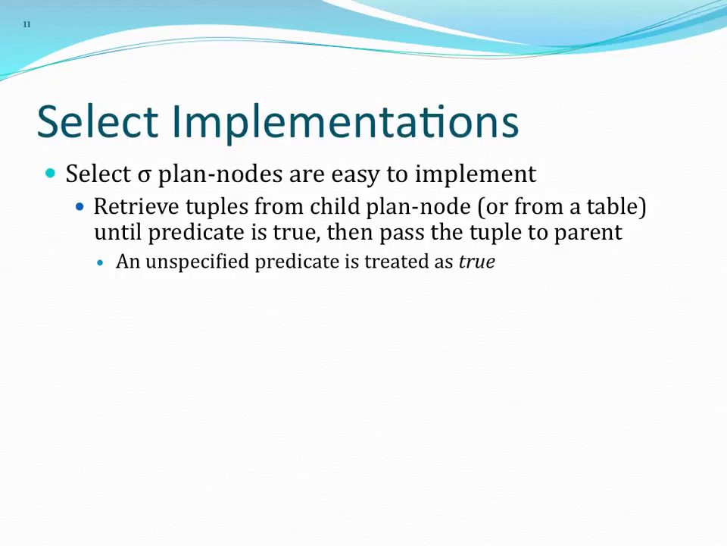Now select, super simple. If I told you to implement select without giving you any more information, I bet you could do it very easily. This is why I actually give you the select implementation, because it's kind of unexciting to write. So like I say here, retrieve tuples from the child plan node or from the table if it's a file scan. And you keep doing this until you find that your selection predicate is true for whatever tuple you're considering, and then you pass that tuple up. And that's all you have to do. And of course, the select plan node, to be nice and generic, can have a missing or unspecified predicate if you just want to do a full table scan. And so that unspecified predicate is the same as saying true.